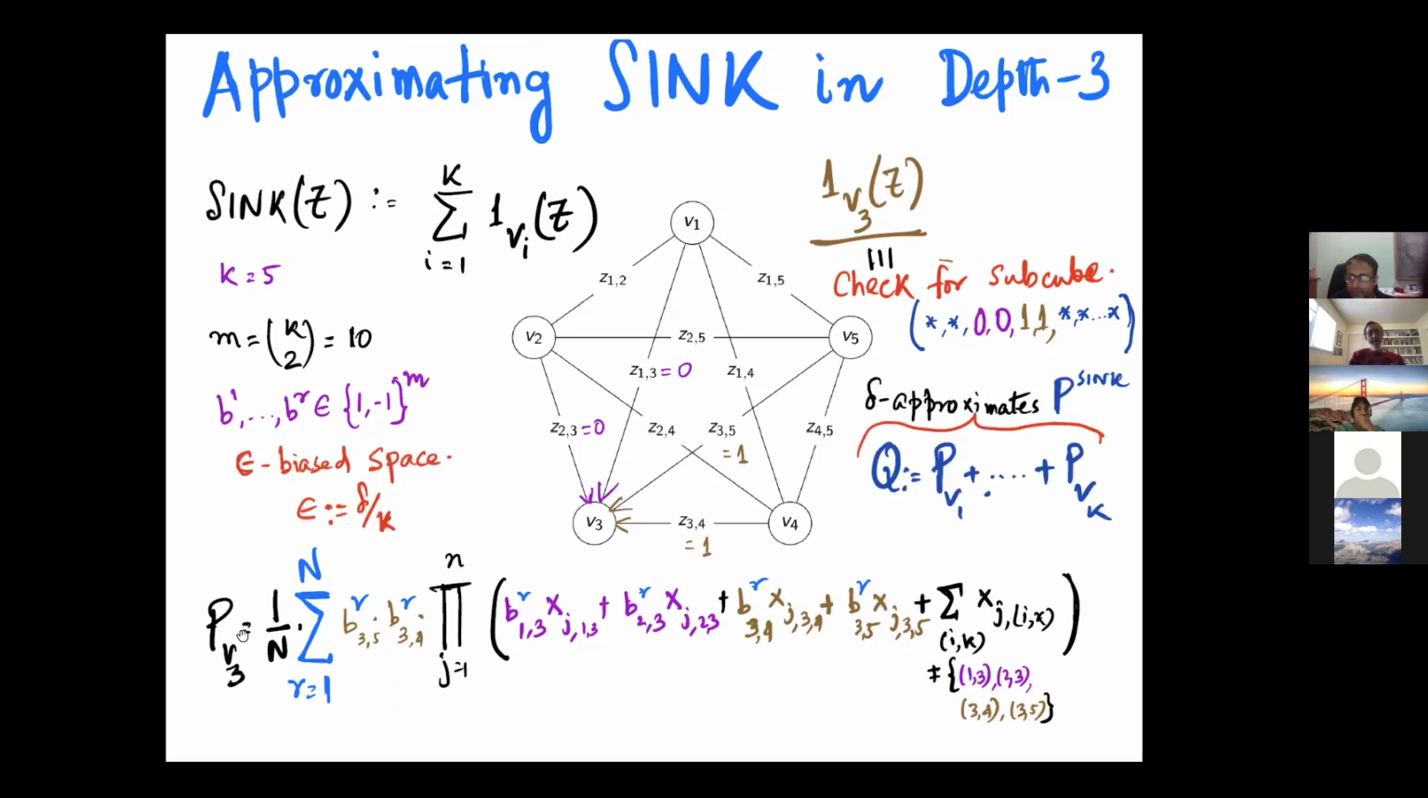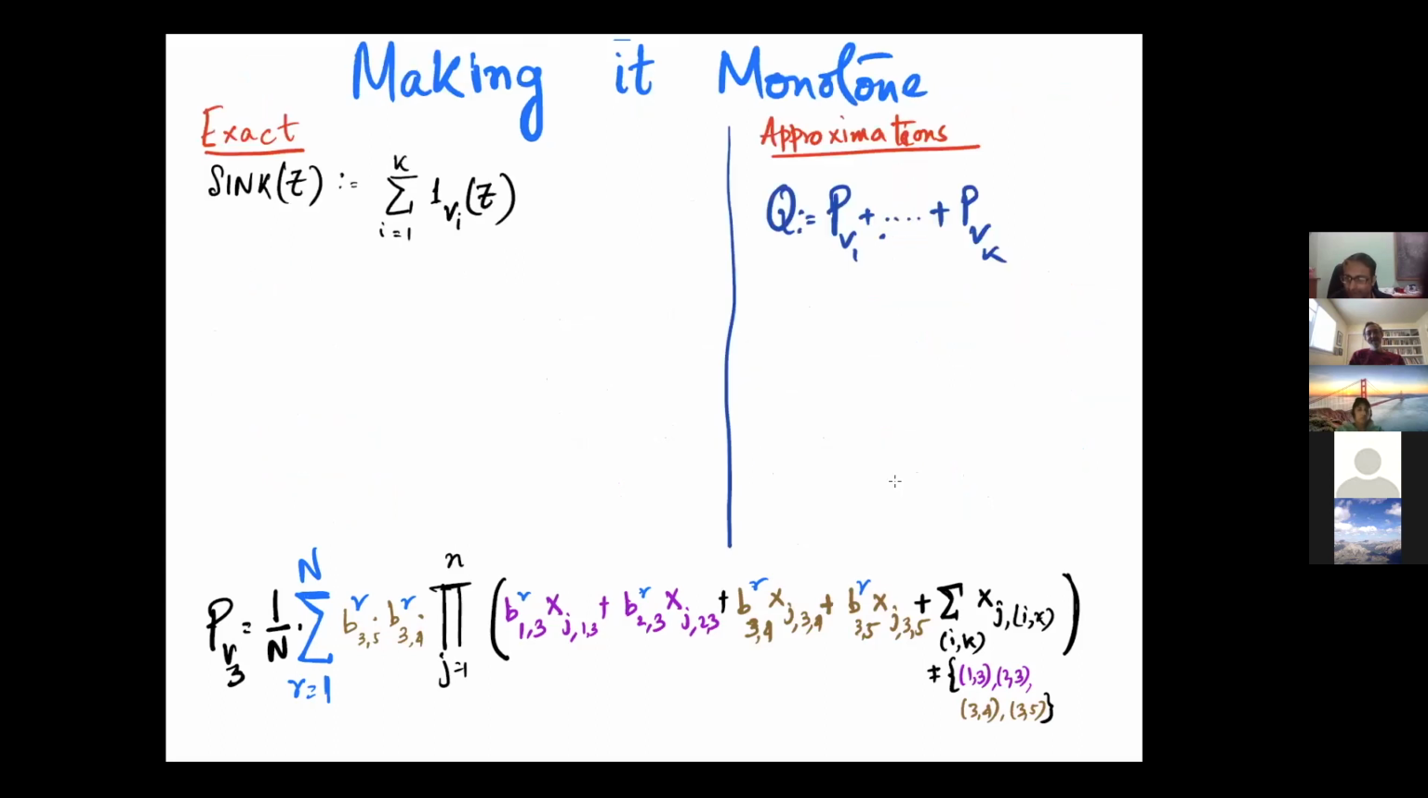And now I just sum them up, one corresponding to each VI. The polynomial Q that you get will have large coefficients only on those monomials where the parity vector corresponds to a sink, and those which do not correspond to a sink will have very negligibly small coefficients. They can be negative, at this point they can be negative. And you can make it, as Avi said, how do you make it monotone?